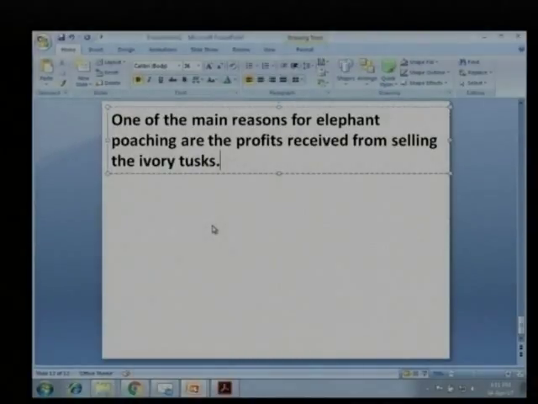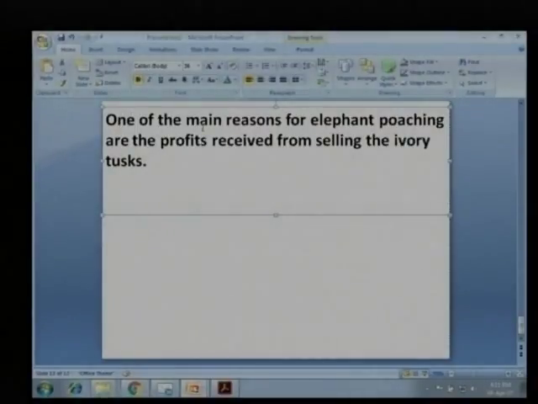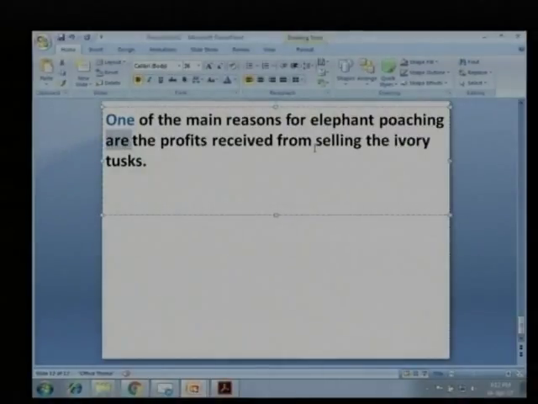One of the reasons for the elephant poaching are profit received from selling the ivory tusks. Now it says one of the main reasons, means the subject is reasons. One of the main reasons for elephant poaching are. Now the point here is, when I am writing this sentence, I will say one from many. This is plural form, but what I am referring to is one reason only. And what is the reason? The reason is profit received from selling the ivory tusks. So my subject here essentially becomes one. One is singular, so I will replace this verb with is.